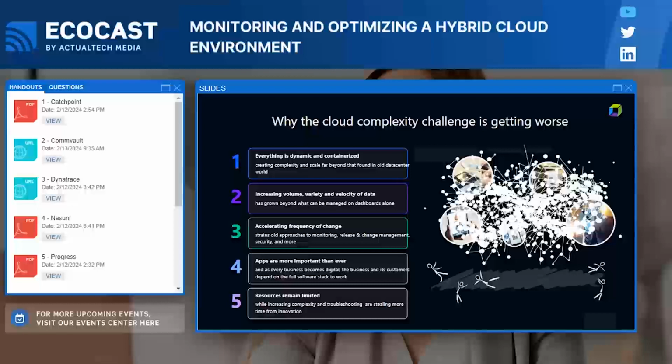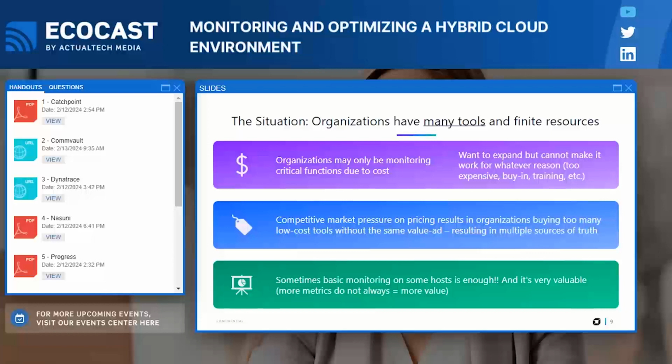And of course, resources remain limited. So while we have all of this increasing complexity and troubleshooting, we're stealing time away from innovation. Resources can mean any number of things, whether that's budget constraints or actual people that are hired. If you've got people working on things like outages, they're probably not focused on the innovative reasons why you've hired them for your business. So the situation puts us in a place where organizations end up having many tools, but still these finite resources.